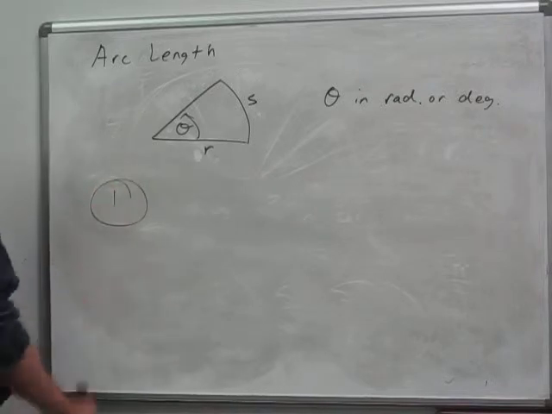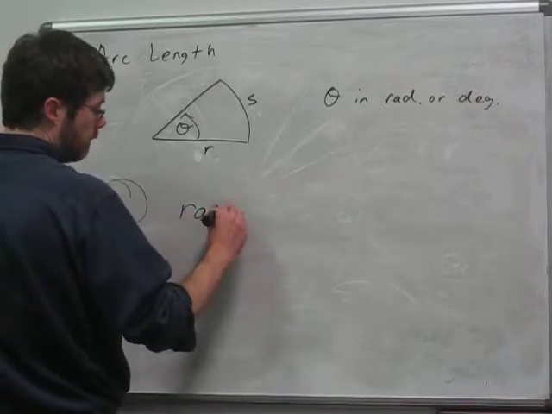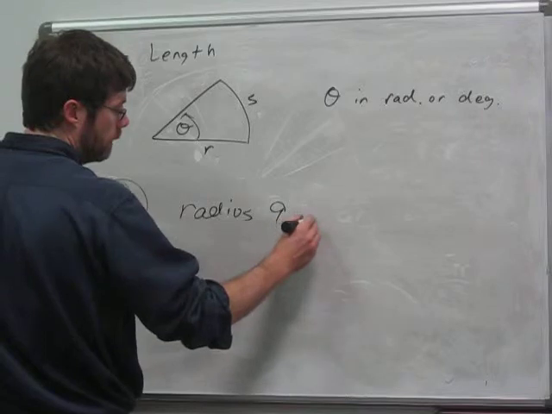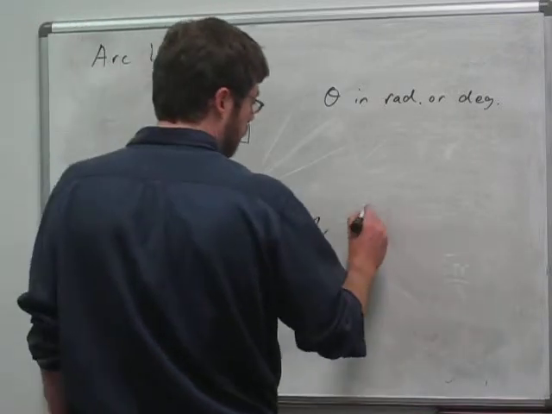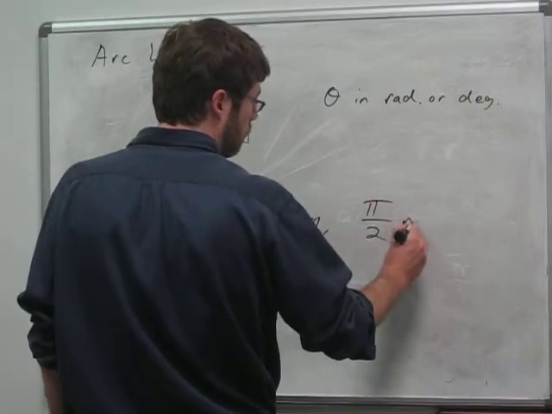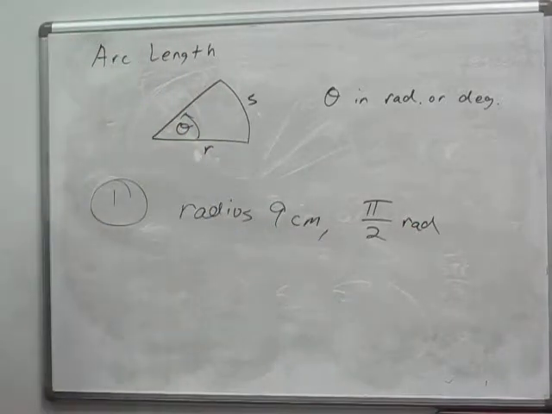So first problem. Suppose we have a radius of 9 centimeters and an angle of pi over 2 radians. What is the arc length?